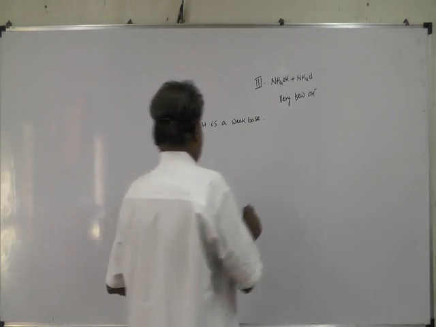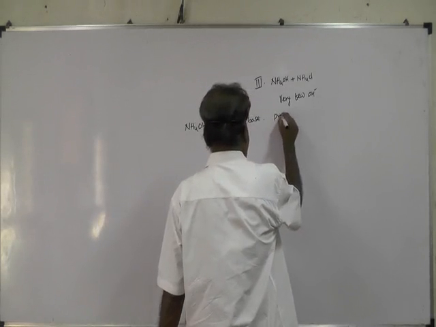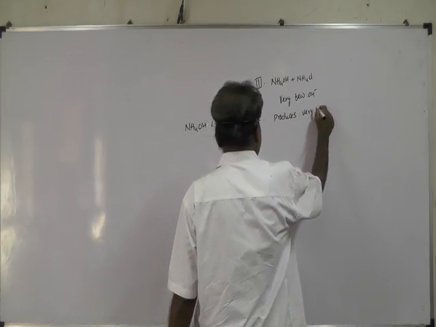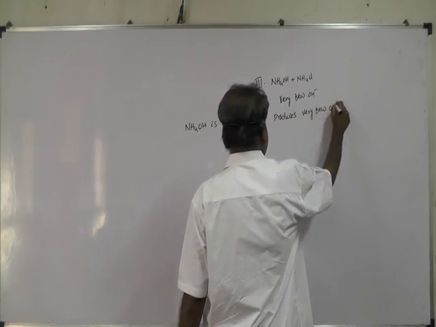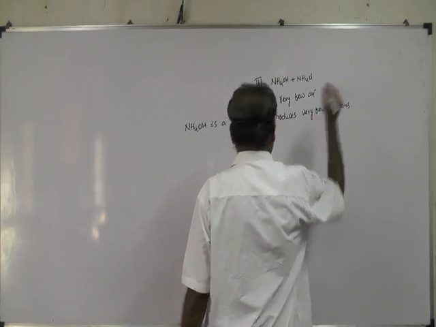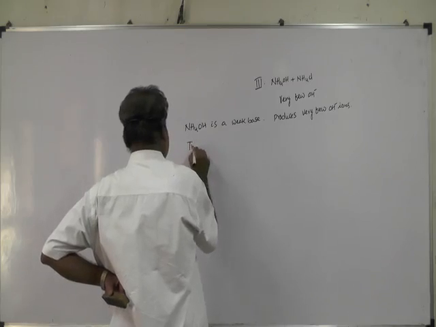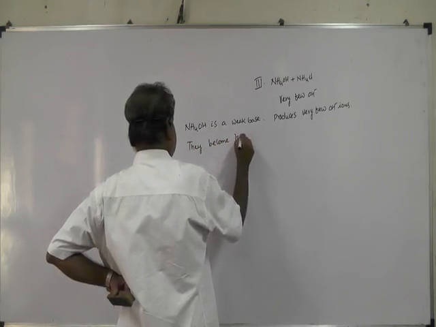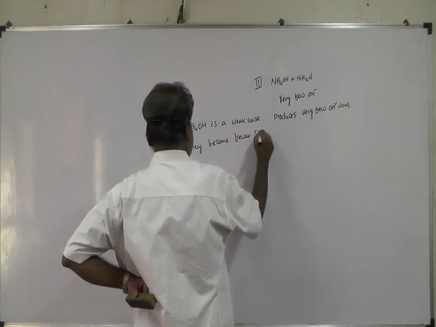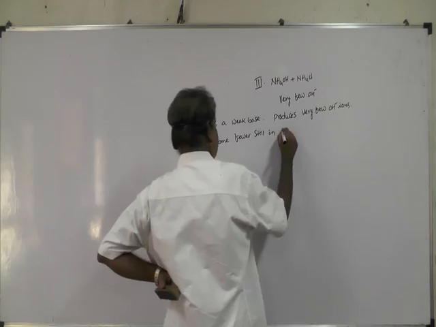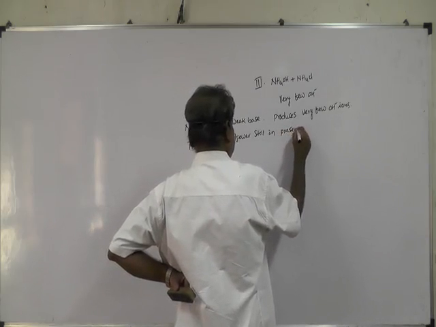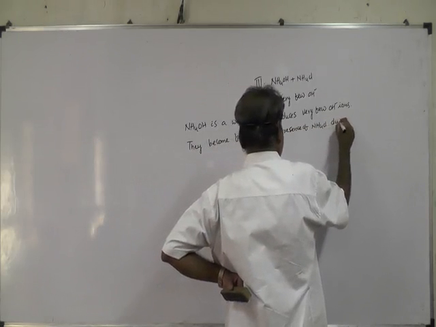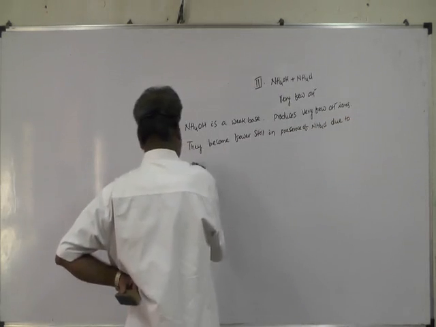Now, NH4OH produces very few hydroxide ions. They become fewer still in presence of ammonium chloride due to the common ion effect.